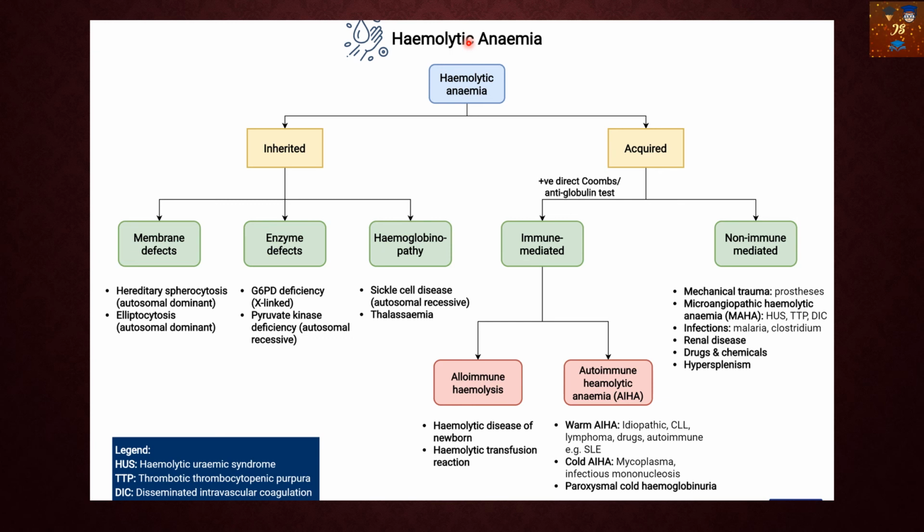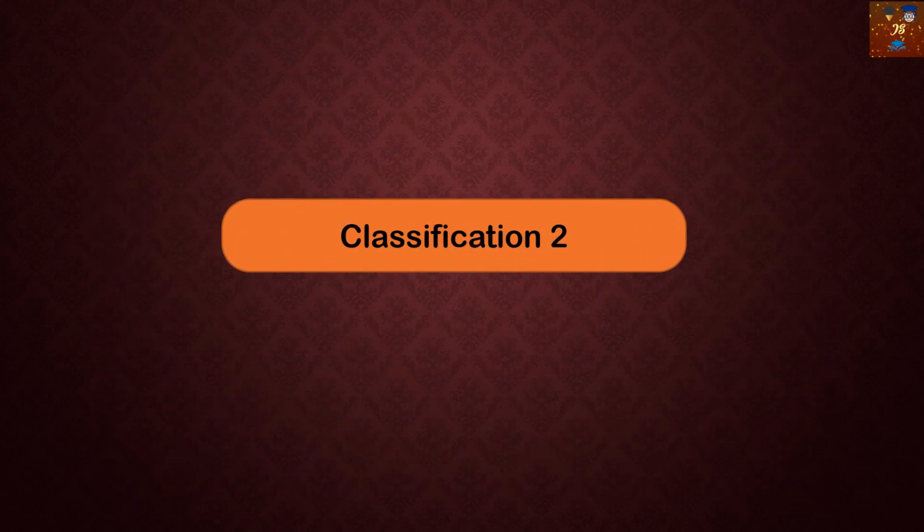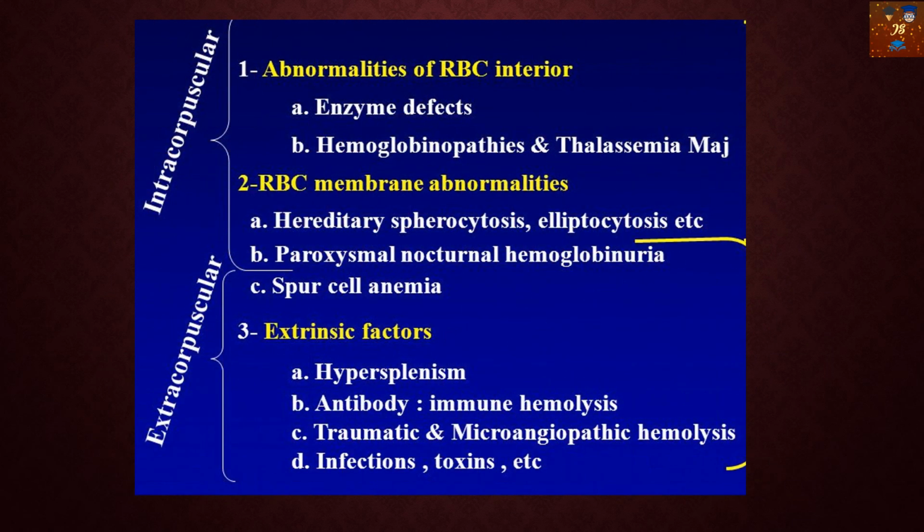So this was the story of classification number 1 of hemolytic anemia. Now regarding classification 2, it's very simple: there is intracorpuscular and extracorpuscular, two types of hemolytic anemia. We already went through all this. You can just have a look here. All we have discussed, but in a separate way. So it's a simple classification, and that is the somewhat complex classification. If the classification comes in the question, you have to give both.